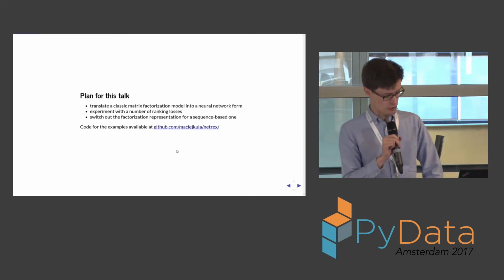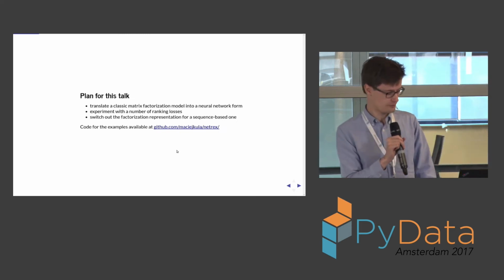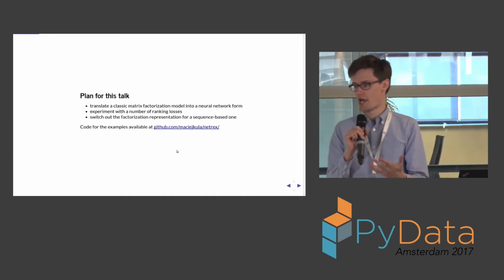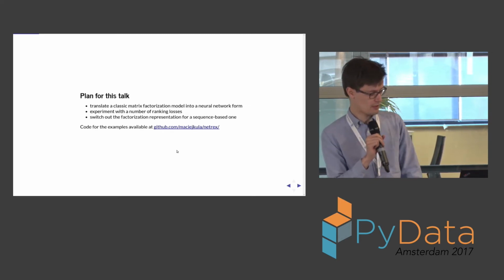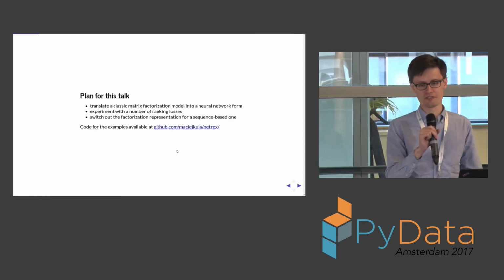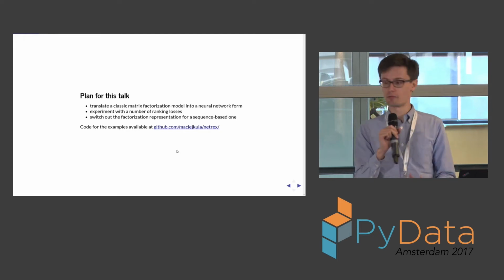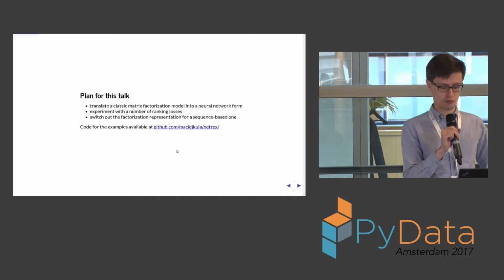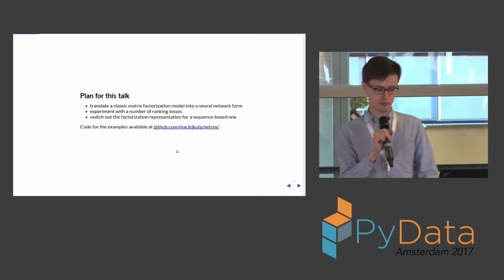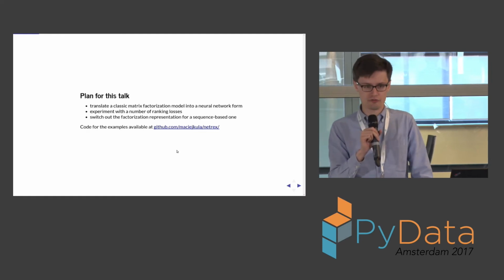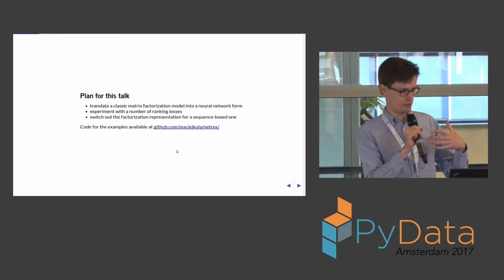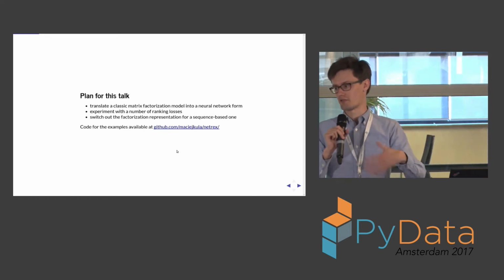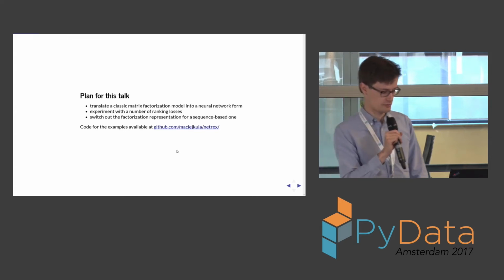Okay, so the plan for this talk is straightforward. The first is, how do you take a classic matrix factorization model and express it in a neural network toolkit? Once you've done that, the promise is fast iteration. How do you experiment with a number of ranking losses? And finally, if sequence prediction is what you want, how do you switch out the factorization representation for a sequence-based one? So instead of just taking the whole representation of everything that users have done in the past, maybe you want to take the sequence of most recent events into account more prominently.